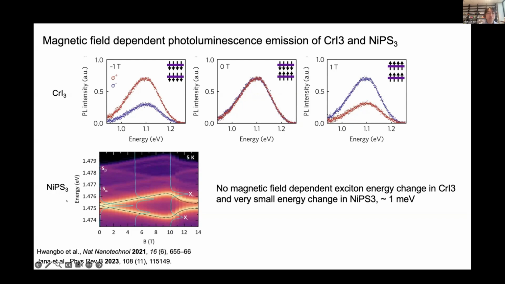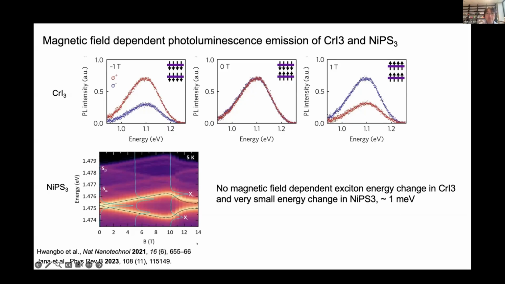And also for nickel PS3 systems, we saw a very tiny shift. This is the exciton energy versus magnetic field, and we saw a very, very tiny shift at a huge magnetic field. The reason for this is that it's an intralayer antiferromagnetic system, so to flip the spins you would need a lot more field. At most, we are seeing about a 1 meV change when we apply this huge amount of magnetic field.